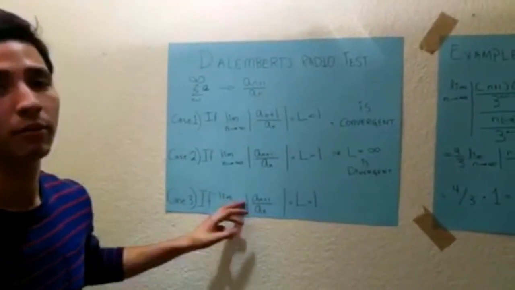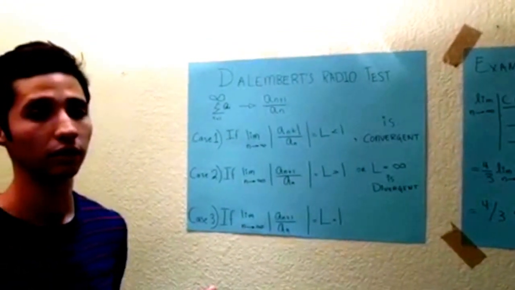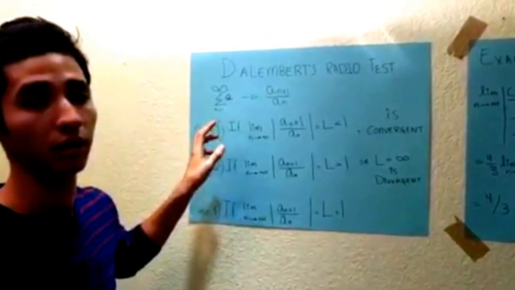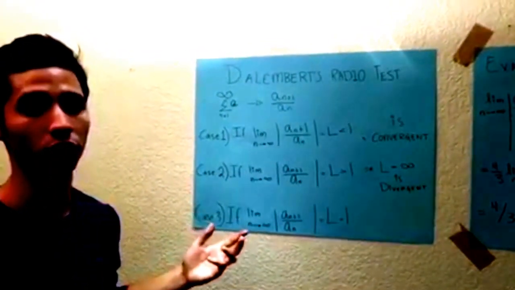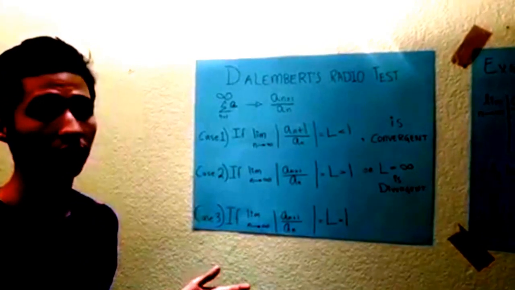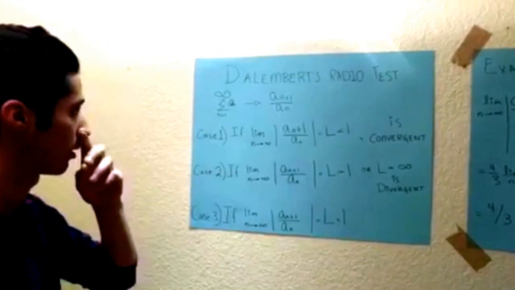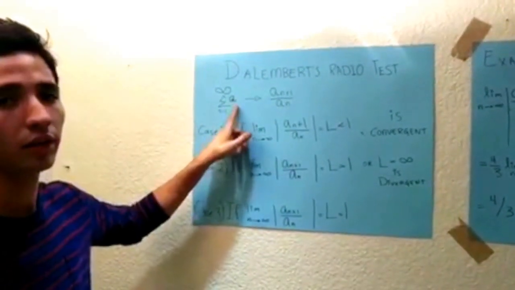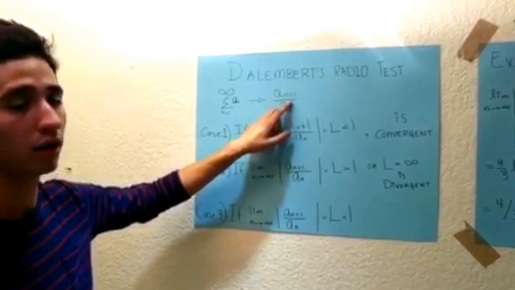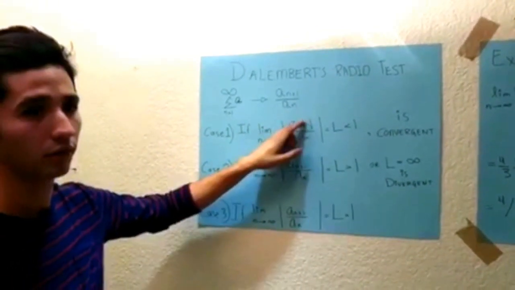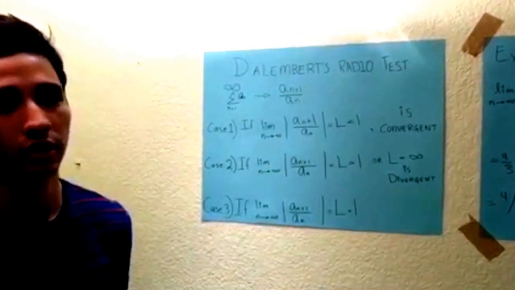I'm going to explain D'Alembert's ratio test, which basically consists of this: when you have an n in the equation, you can replace it with an n plus 1, and then you have to divide it by the original function. So in that case, a n is equal to a n plus 1 over a n. And we have 3 cases.